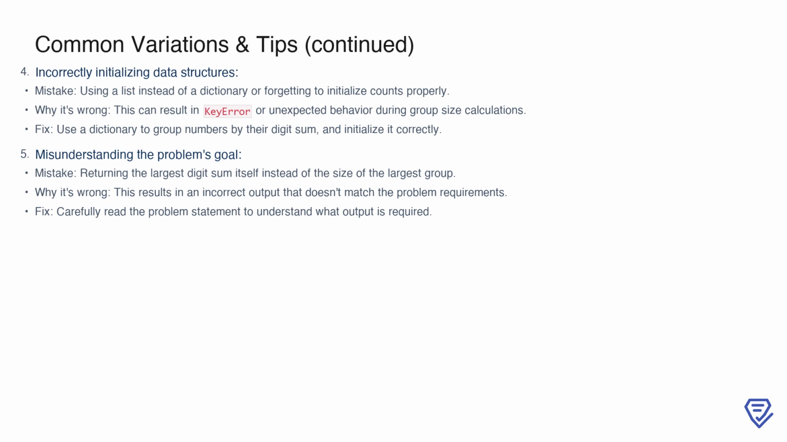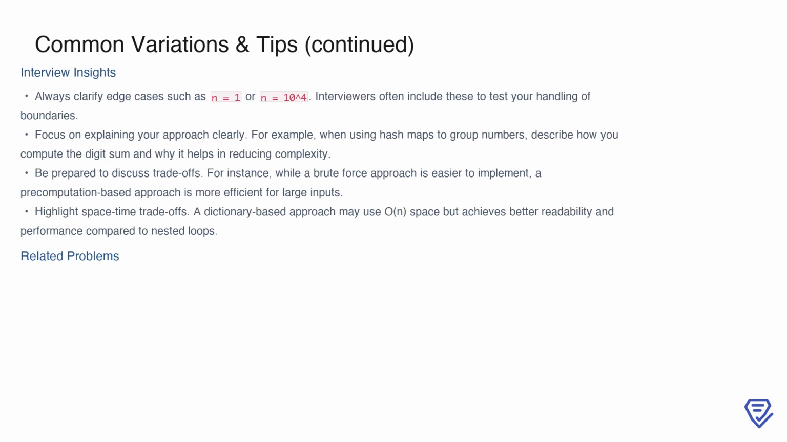In interviews, it's crucial to address edge cases explicitly, such as n equals 1 or n equals 10⁴. Interviewers often include these scenarios to evaluate your ability to handle boundary conditions effectively. Make sure to articulate your approach clearly, especially when using a hash map to group numbers. For example, explain how you compute the digit sum and why it helps reduce complexity.